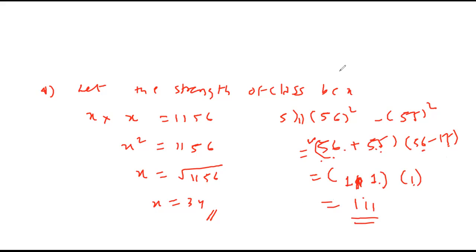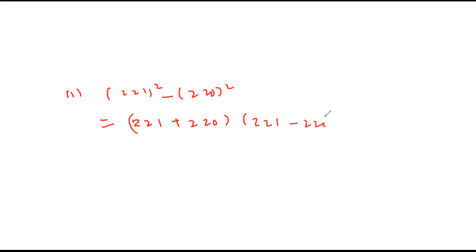Yes, sir. Understood. Try the next one, the second one: 221 square minus 220 square. This is 221 plus 220, and 221 minus 220 is 1. So the answer is 441.